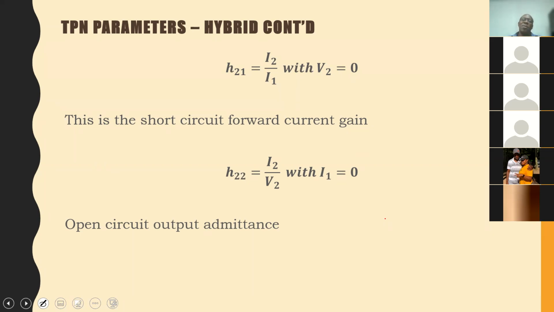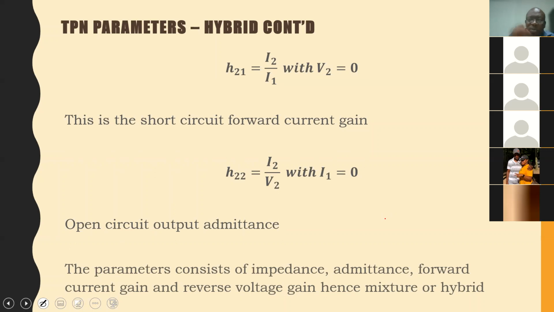And to further highlight the fact that we have a mixture of parameters, which is why we say they are hybrid parameters. So these parameters are hybrid, meaning mixture, yes? To highlight that, we have impedance, we have admittance, we have current gain, and we have voltage gain. You don't want it more mixed up than that.